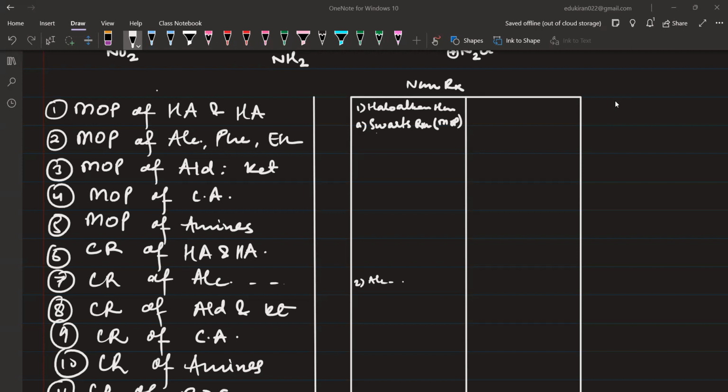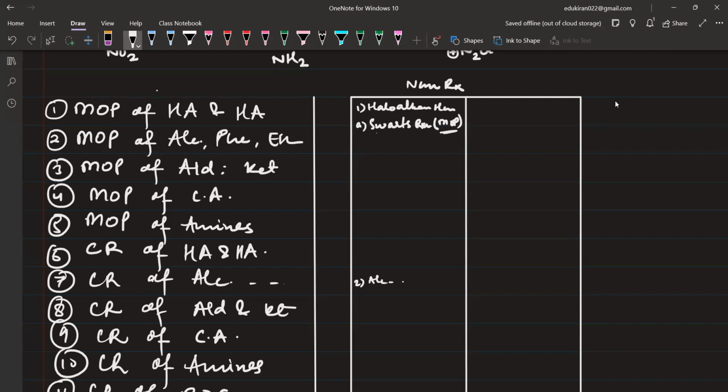You have to force your brain to register things. Fine. Schwarz reaction: as soon as you listen to Schwarz reaction, you will try to remember. If you don't remember, that's another matter. You will try to remember it. If you don't remember it, then you see, okay, fine, it is in the methods of preparation. Then still you try once more.